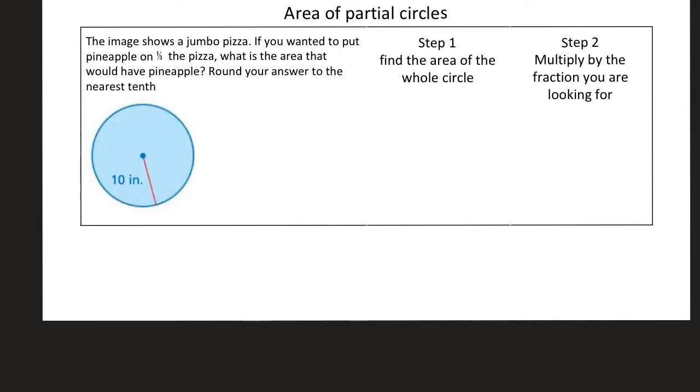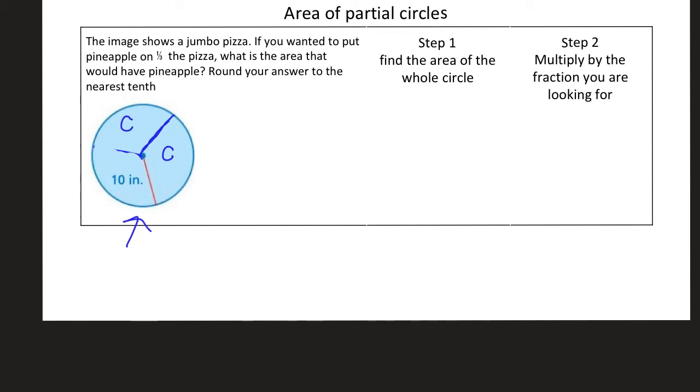Okay, so area of circles, or partial circles, is one step simpler than the perimeter. Okay, so right here we have a picture of a jumbo pizza, and you want to put pineapple on 1/3 of it. So if I split the pizza into 3 parts, let's say this one is cheese, this one is cheese, and this is pineapple. Okay, I want to know what's the area of the section that has pineapple. Okay. I'm going to just unshade that in.